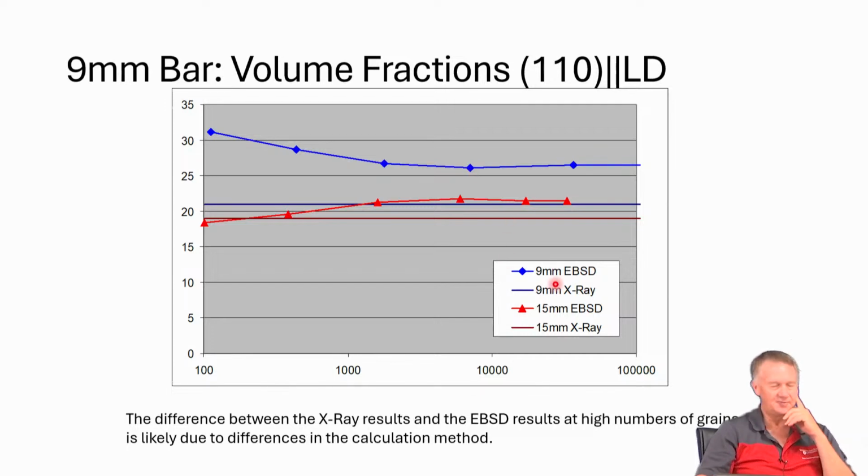These are just two different specimens. So just consider a small grain specimen versus a large grain specimen. 15 millimeter was the larger grain specimen.